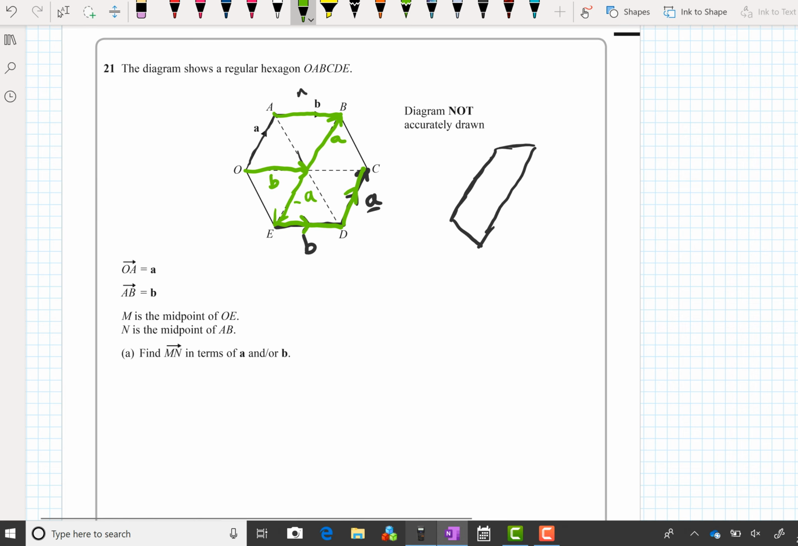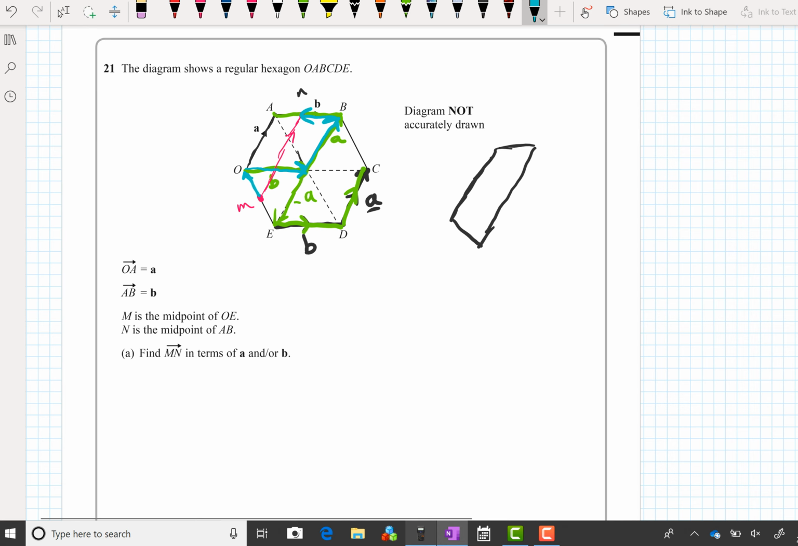Now, if I am thinking about being, say, here, which is M, all the way up to N, what route could I take? Well, I could go up here, up there, up here. Or I could go up here, along, up, back. I could do a few routes. Now if I was to look at just one route, I go up here, along there, up there, and back.